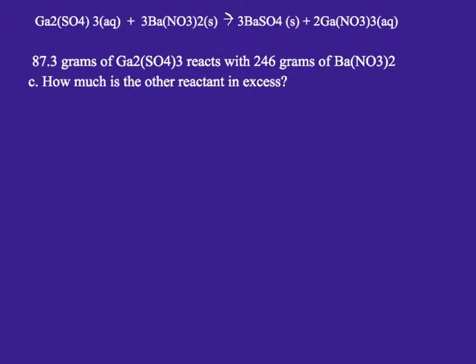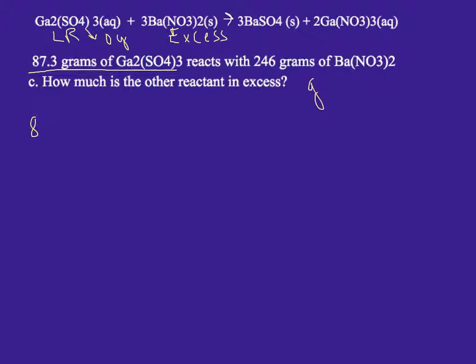Okay, our next problem, part C, is how much of the other reactant is excess. So since the limiting reactant was gallium sulfate, the barium nitrate must be in excess. So what we want to know is the grams of barium nitrate that is in excess. Now we know when we're done, the gallium sulfate, there's going to be 0 grams left because all of it's used up. So to solve this problem, that's what we're going to start with. We're going to start with the number of grams that we know will be all used up, and then that will tell us how many grams of barium nitrate will also be used. Not how many is left, but how many grams will be used.